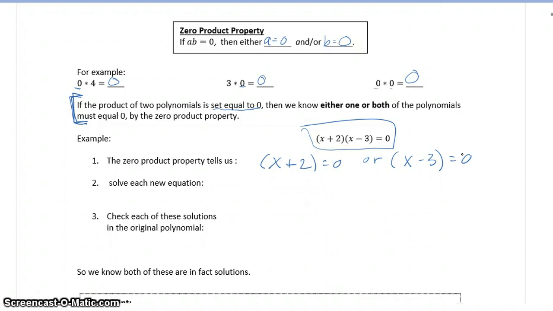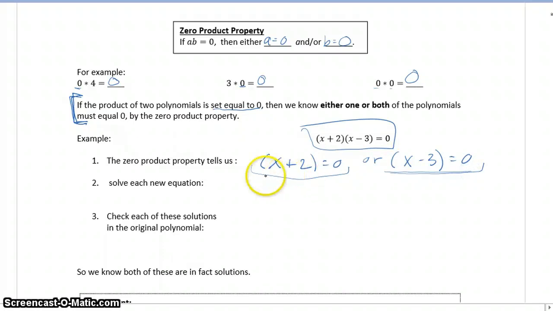So, if we're given two polynomials multiplied together and they're equal to 0, we want to solve for x, but here we just solve each of these two equations that we've now written for x. So we can solve the first equation, x plus 2 equals 0. We just move the 2 over, so we get x is equal to negative 2. In our second equation, we have x minus 3 equals 0, so we add 3 to both sides, and we get x is equal to positive 3.